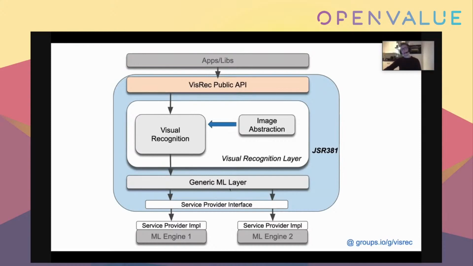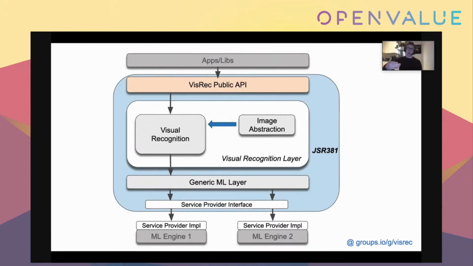So when we talk about the architecture here, like we said, we want this API to be very easy to implement. The apps or the libraries that are going to be using our API are most likely talking via our public API. The public API is visual recognition task related, so they'll be using the visual recognition layer. And beneath that visual recognition layer, we have the generic machine learning layer, which, as already mentioned, is just necessary to implement.